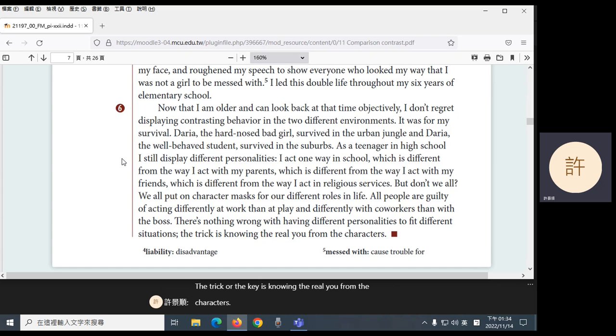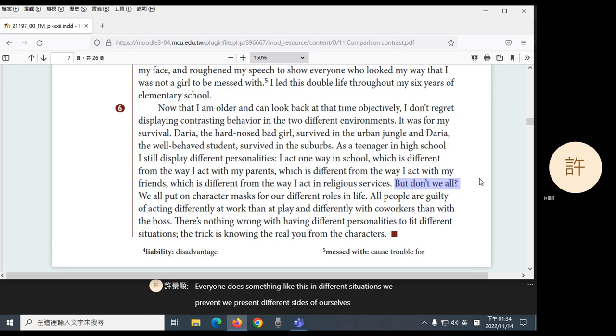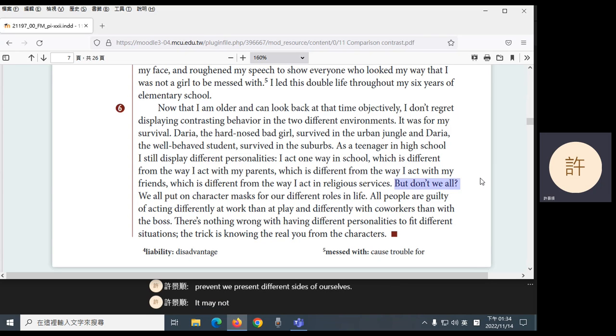So, in the conclusion, she doesn't just say that she had to do this for survival. She goes on to say that this is perfectly normal. Everyone does something like this. In different situations, we present different sides of ourselves. It may not be as extreme or exaggerated as the author's childhood, but we all do something similar. So there's no reason for her to feel bad about this.